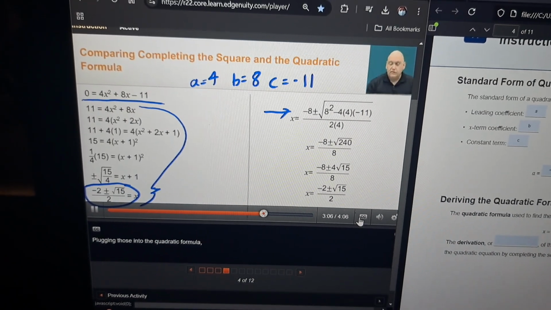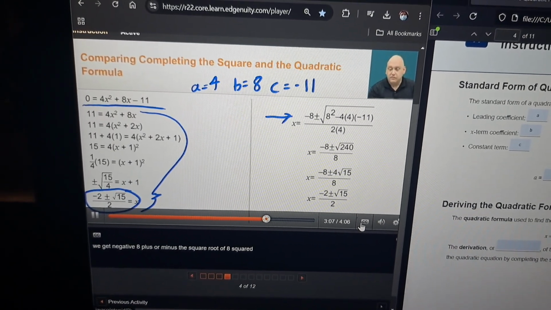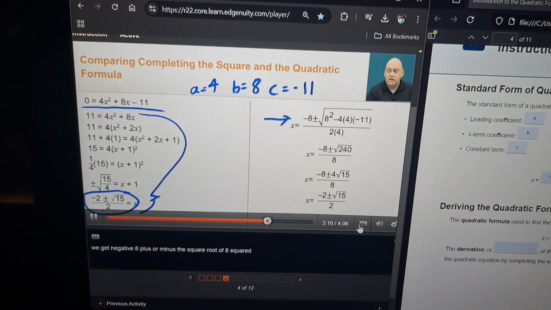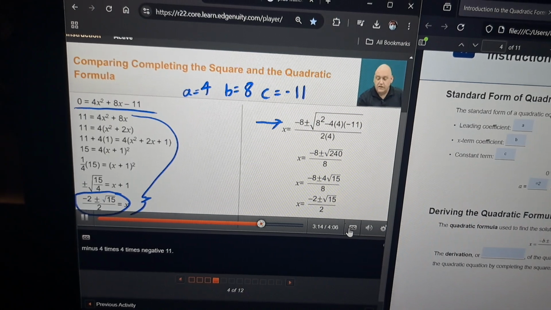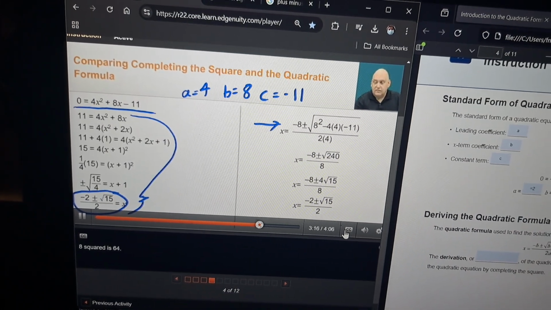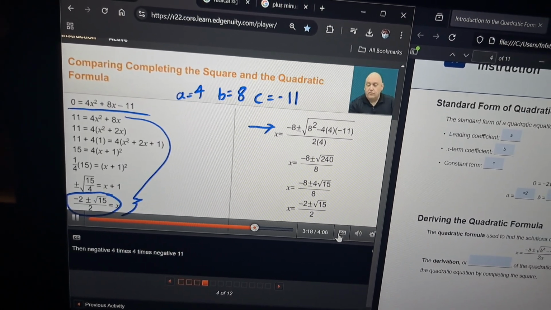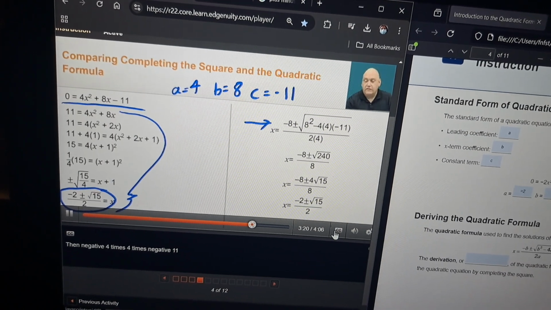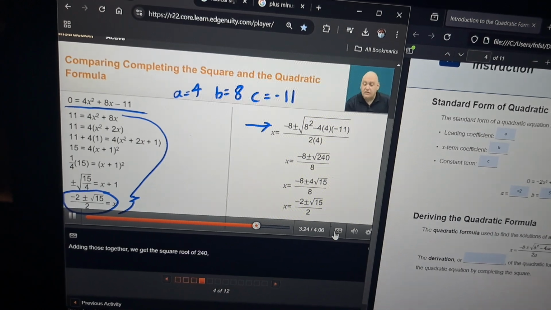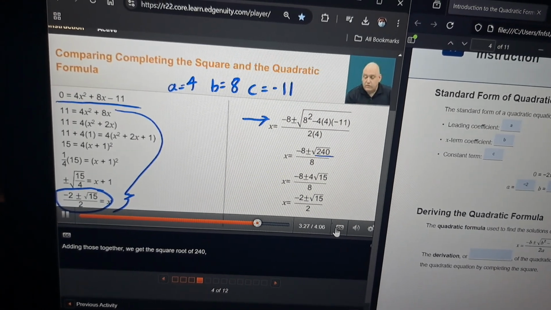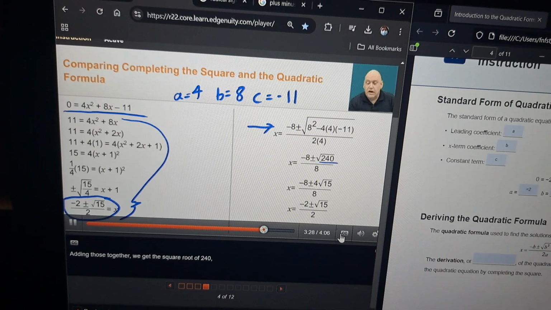Plugging those into the quadratic formula, we get 8 plus or minus the square root of negative 8 squared minus 4 times negative 11. Negative 8 squared is 64. Then negative 4 times 4 times negative 11 is going to give us 176. Adding those together, we get the square root of 240.